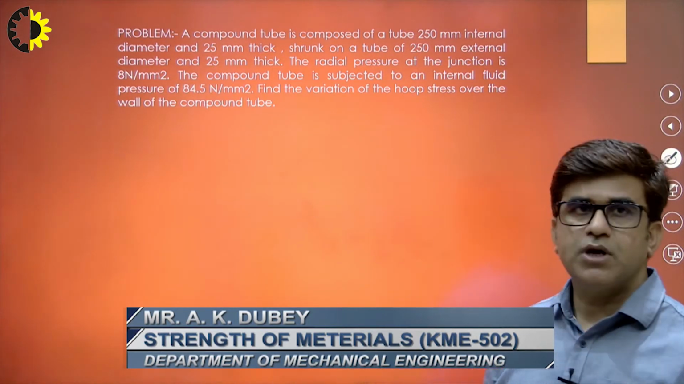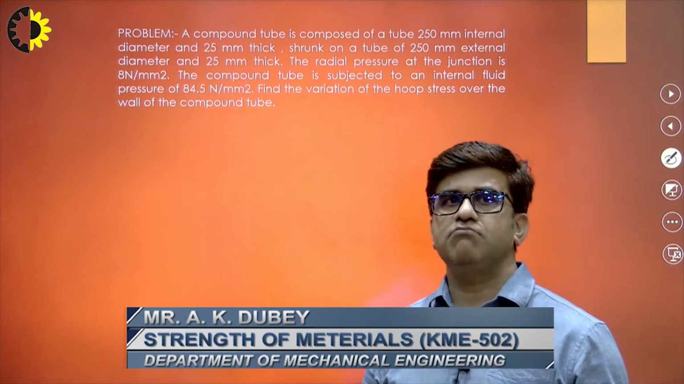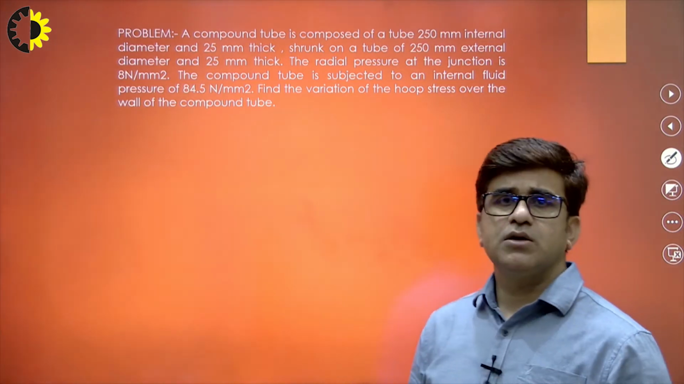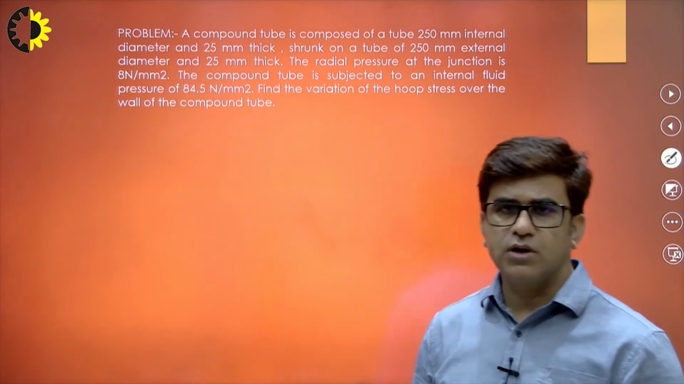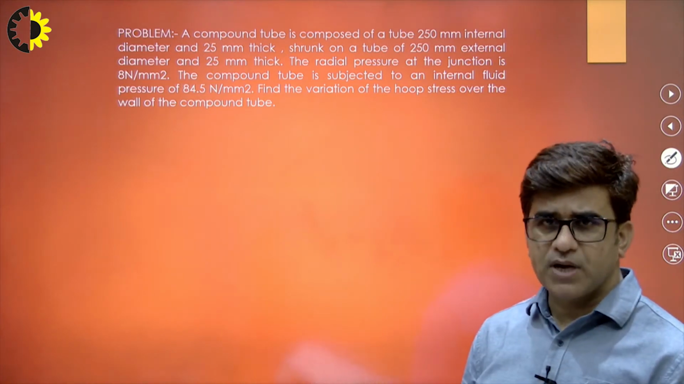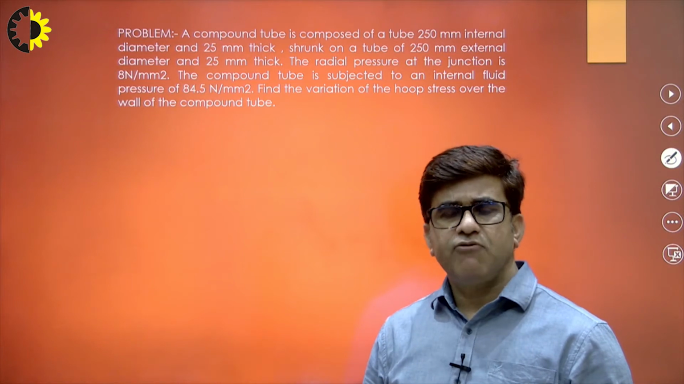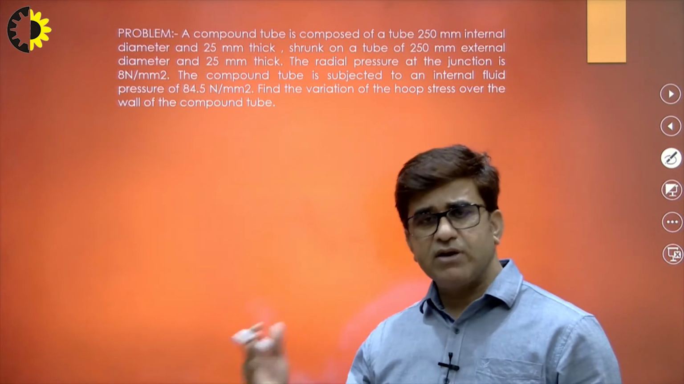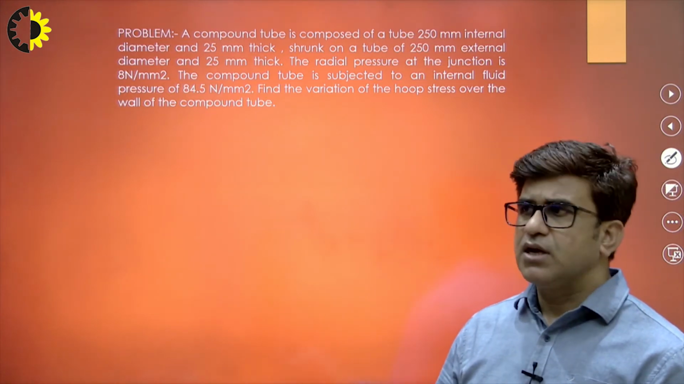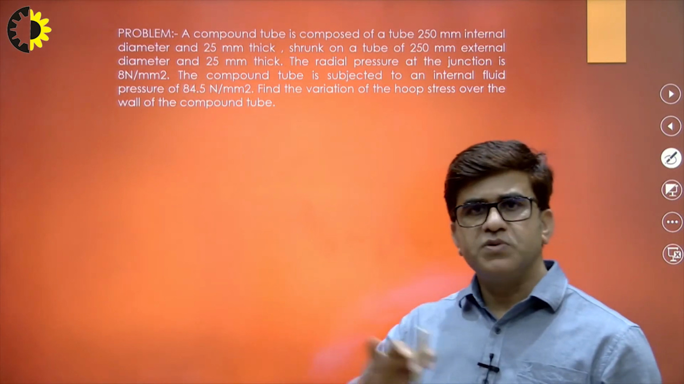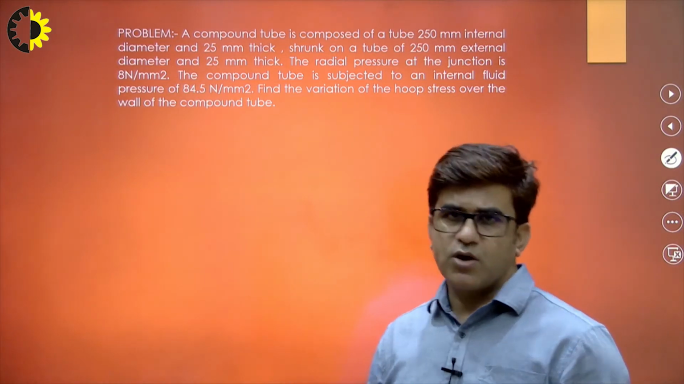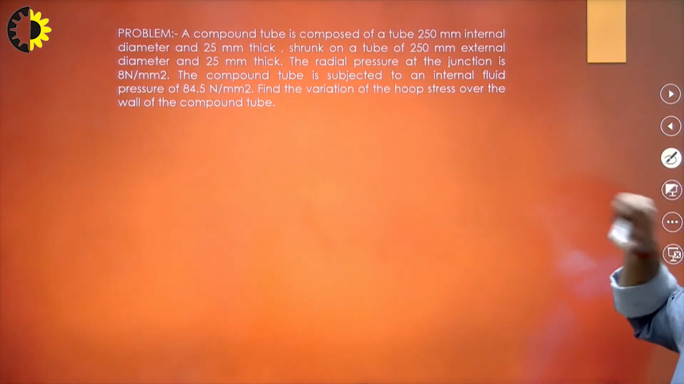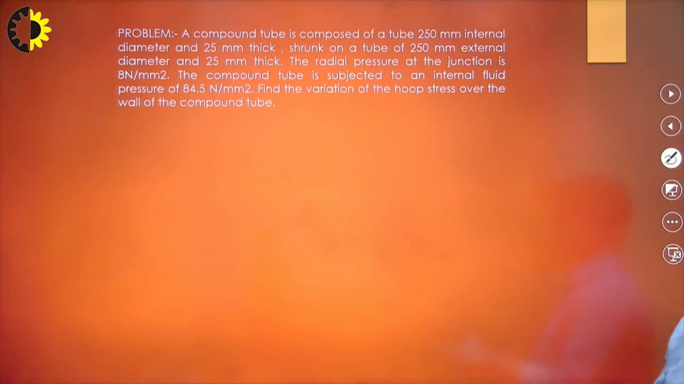Here in this video I am going to discuss a problem based on the compound cylinder, in which I will use the Lame's relation and I will tell you how the different boundary conditions are applied to solve this problem, and finally how the hoop stresses are calculated at different radius of the compound cylinder, and how the hoop stress variation will be plotted.